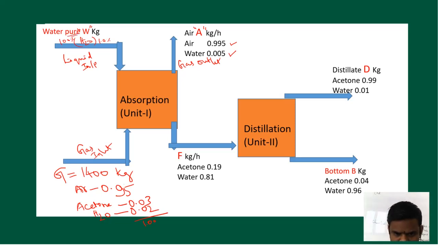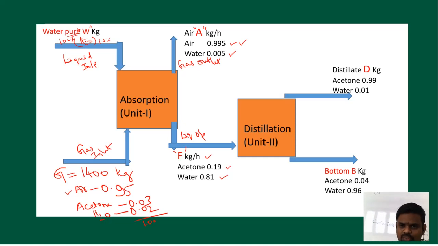And we have the liquid output out of this absorption unit, which is given as F kg per hour, with mass fraction 0.19 acetone and the rest water. There is no air in it. So whatever is the amount of air entering here should be leaving here. So these values are equal, that is, the amount of air present in the gas inlet is equal to the amount of air leaving the system.